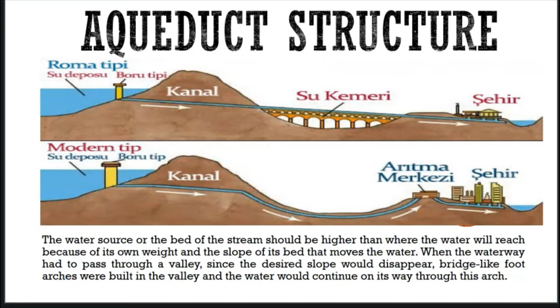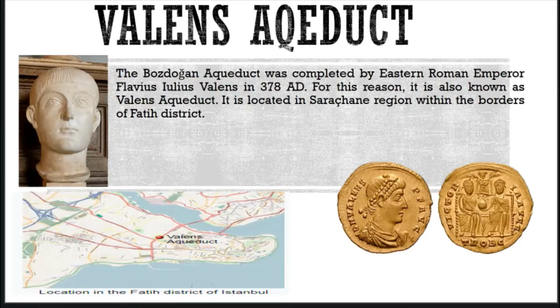So, around the world, people constructed aqueducts. One of them is the Valens Aqueduct. The other name is Bozdoğan Aqueduct. The Bozdoğan Aqueduct was completed by Eastern Roman Emperor Flavius Valens in 378 AD. For this reason, it's also known as Valens Aqueduct. It's located in the Sarıcen region within the borders of Fatih district.